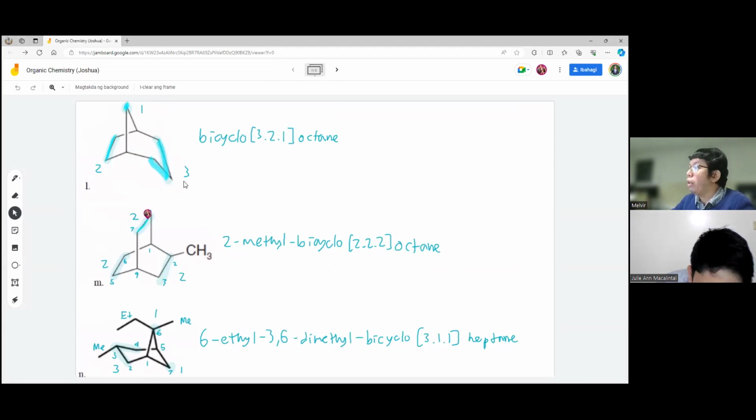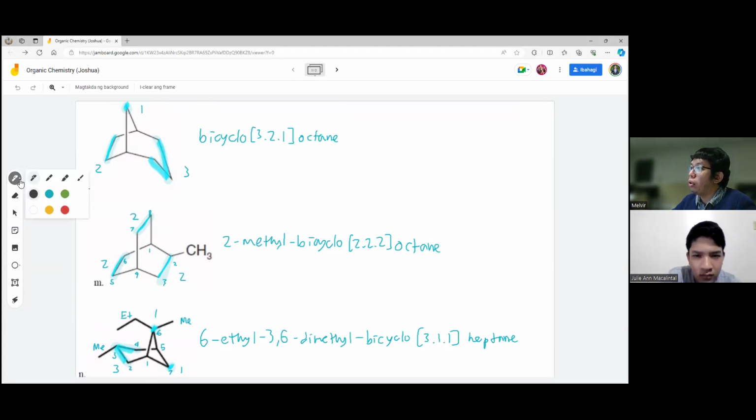For letter L, this one is a bicyclo. So the rule is, when you number, find the bigger ring. That will be the numbering. You start from the bridgehead atom. So which one is your bridgehead? This one and this one. So this one is the bigger ring.